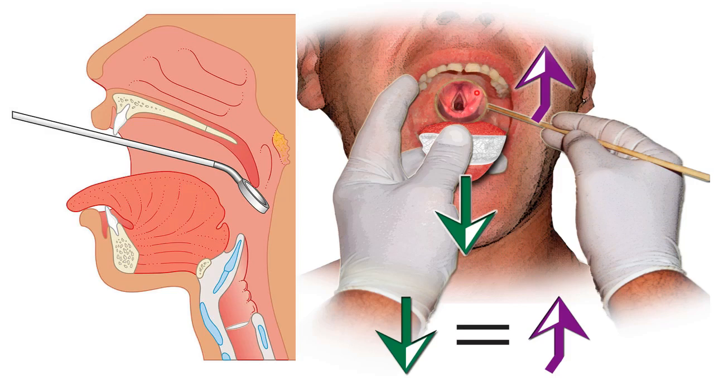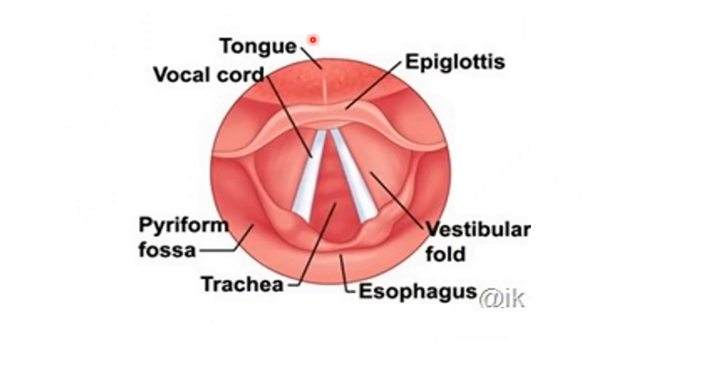And when the structures are visualized, we ask the patient to say E. The vocal cord mobility can be assessed then. So this is the rough diagram of what structures can be visualized on indirect laryngoscopy. So here this is the post-cricoid region or cricopharyngeal area, and below this will be the esophagus.